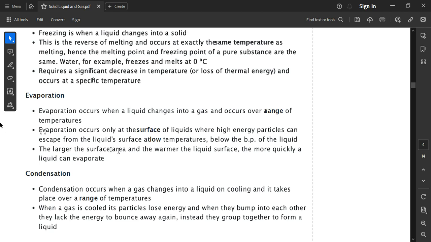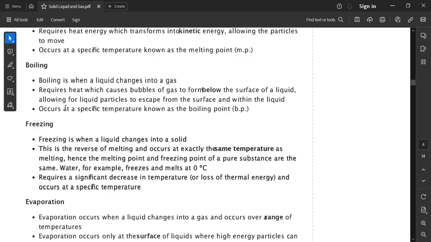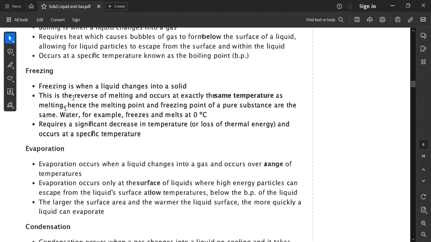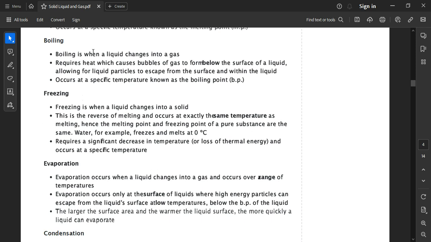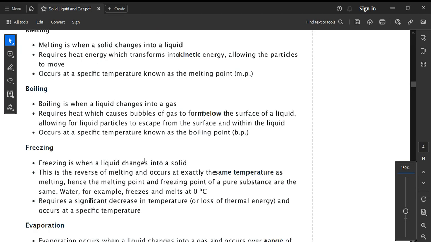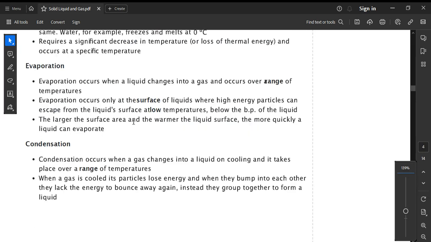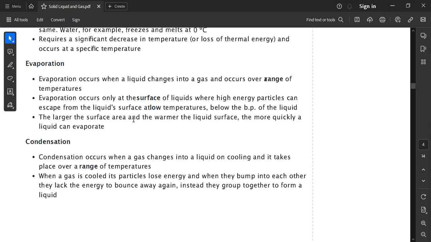So basically, you might notice the similarities between evaporation and boiling. We said that boiling forms below the surface of a liquid, and evaporation occurs at the surface of the liquid. Another key difference between them is that evaporation occurs over a range of temperatures, and boiling occurs at a specific temperature. So those are the two main differences between evaporation and boiling, and you all have to remember that as it may come in your exams.